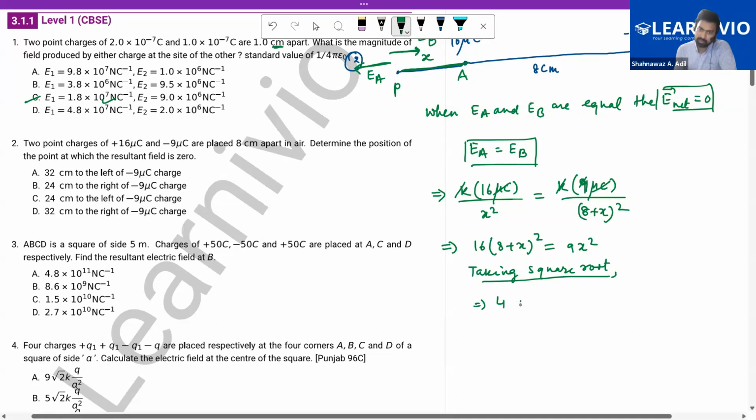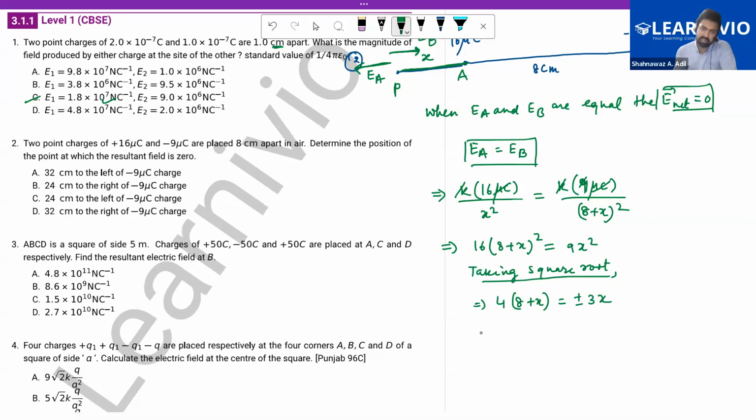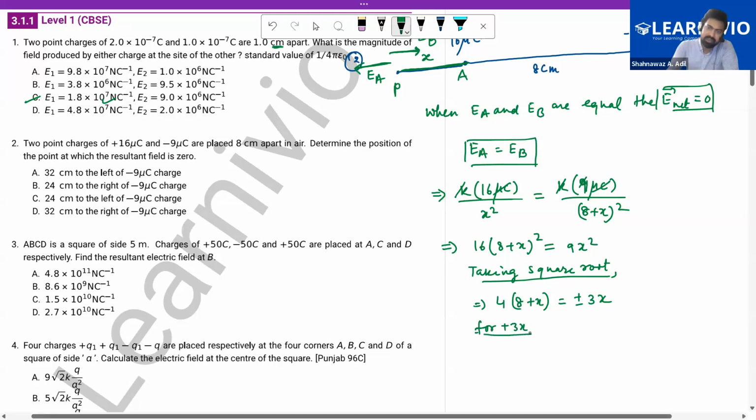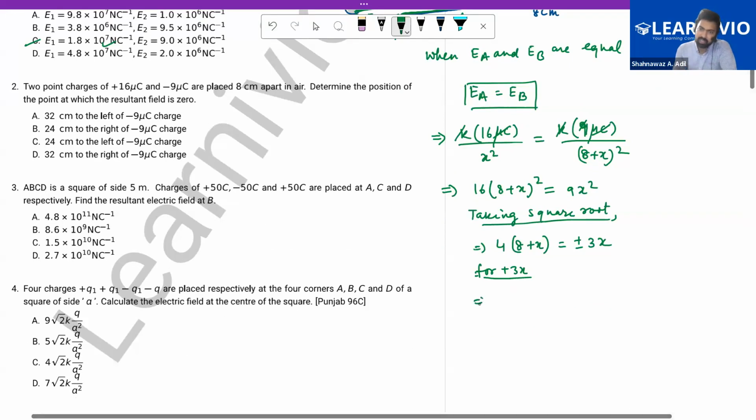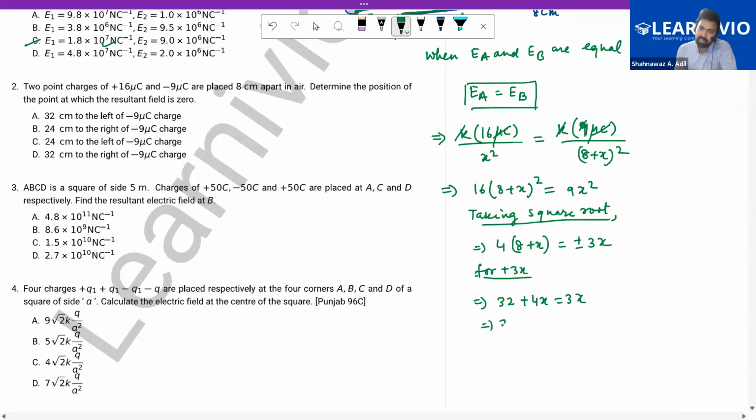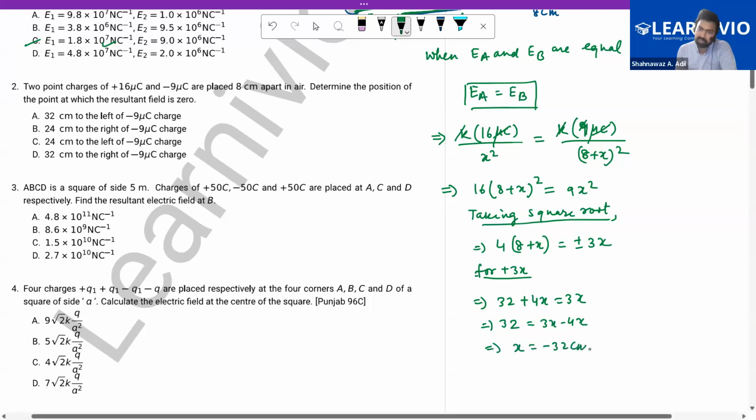This would be 4 times (8 plus x), right? And then this would be plus minus 3x, right? Because whenever we are taking the square roots, it will have two solutions. So if we take 4 plus 3x, we will have 32 plus 4x equals 3x. So this goes to the other side, this becomes 32, and 3x minus 4x, so that is x equals minus 32 centimeter, right?